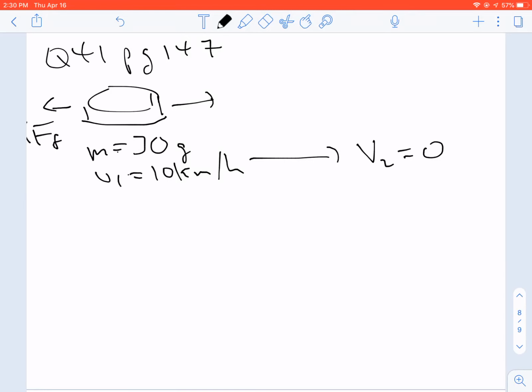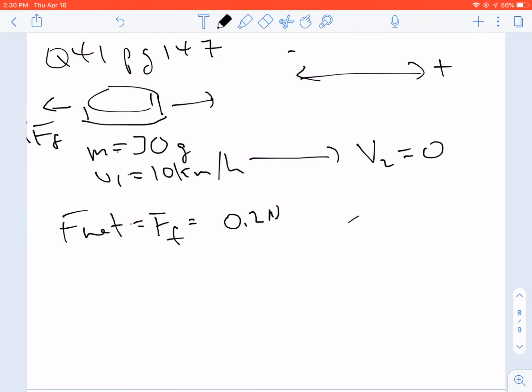So if I say, what is the sum of all the forces acting on this puck? Friction is the only force. And we're told that friction is 0.2 newtons. But notice that friction is moving in the opposite direction to the direction of motion. So if I choose the forward motion of the puck as positive, the force of friction is pushing back on the puck, so it's actually a negative force. Okay, so the net force now is negative 0.2 newtons.